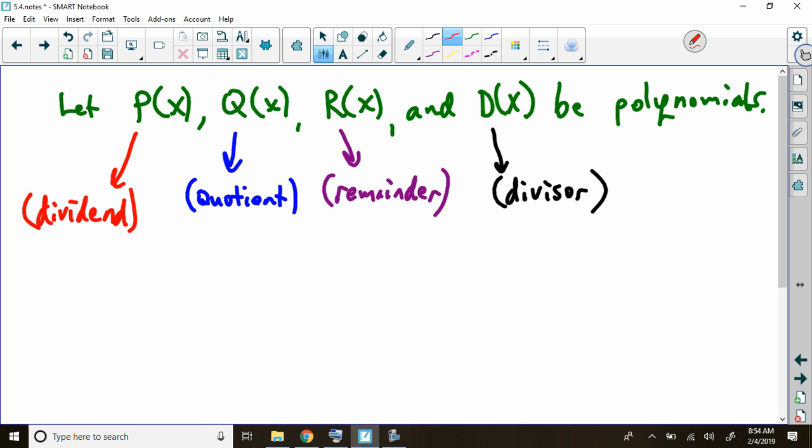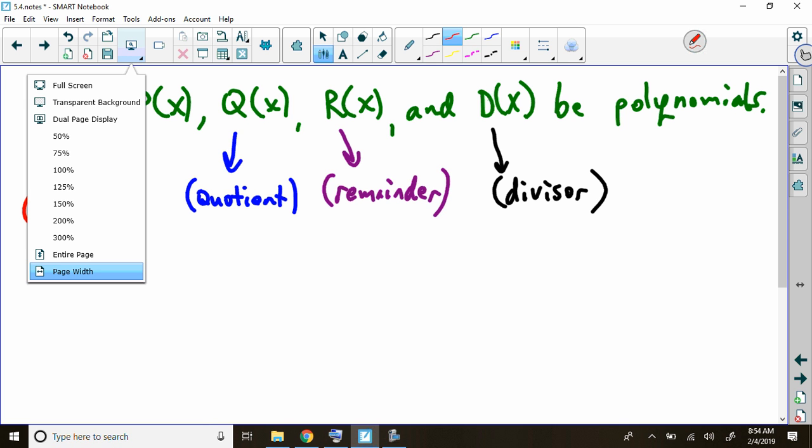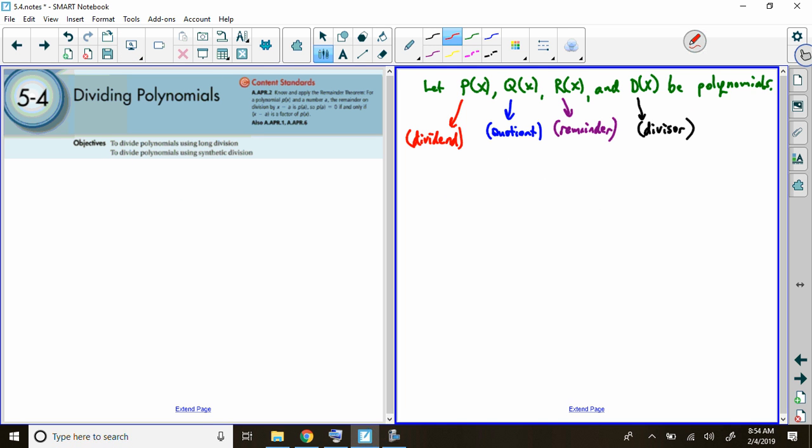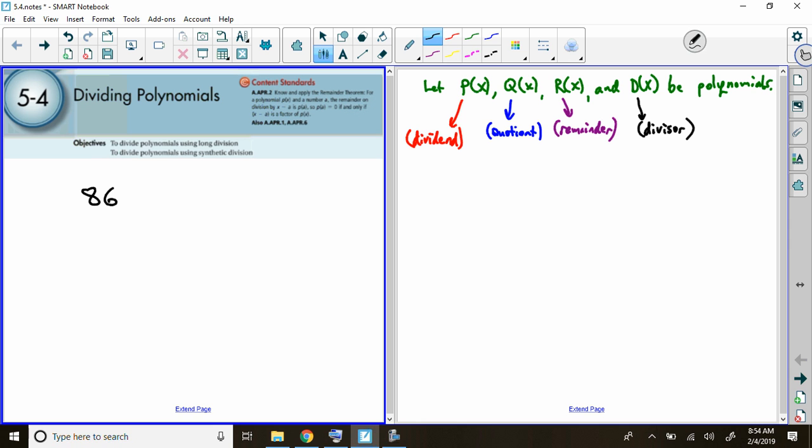So I want to kind of take a look at the theory of this, how everything all fits together, but in the context of polynomials, just so we understand how to write our answer. So I'm going to go ahead and go split screen on this, and I just want to think about the number 86, and I'll divide 86 by 7, let's say. So 86 is our dividend. It's our dividend. And 7 is our divisor, right?